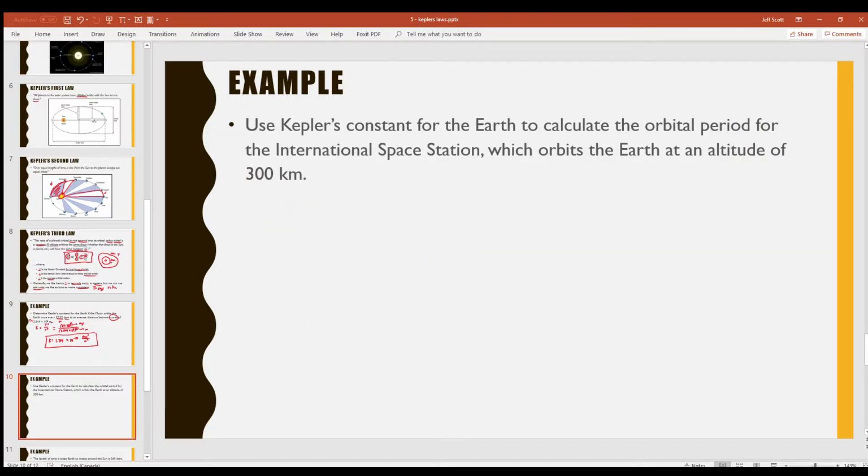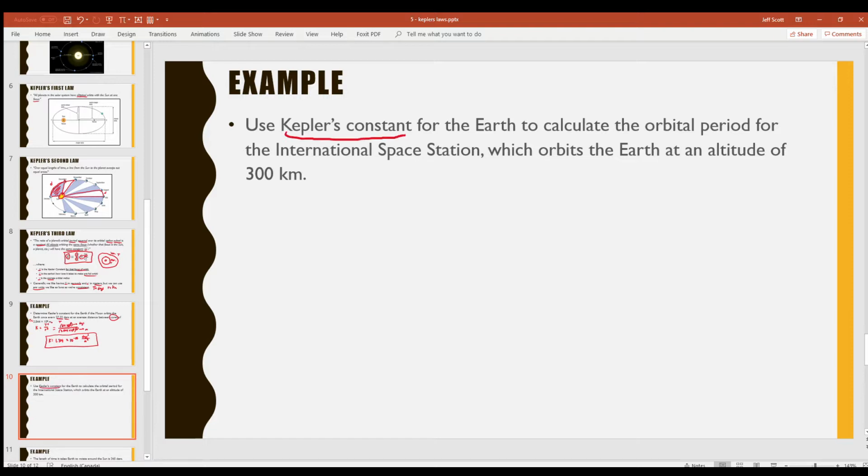Okay, so here's another example. Just pause and write this one down. This question is saying, use Kepler's constant for the Earth to calculate the orbital period for the International Space Station, which orbits Earth at an altitude of 300 kilometers. So this question again is saying, use Kepler's constant for Earth.